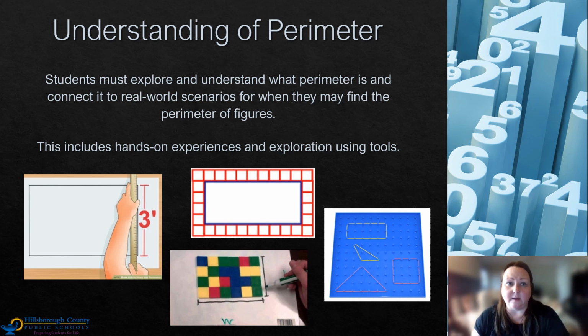So here are just some examples. They may measure figures such as rectangles, triangles, pentagons, and squares, and find the length of each side and then combine them to find the total perimeter or distance around a figure. They might use square tiles like in the middle example, create a rectangle, and then determine what the side lengths are of each figure. And you can see another example above that. Or even geoboards, where we're creating different figures but then taking it the next step and finding that perimeter.